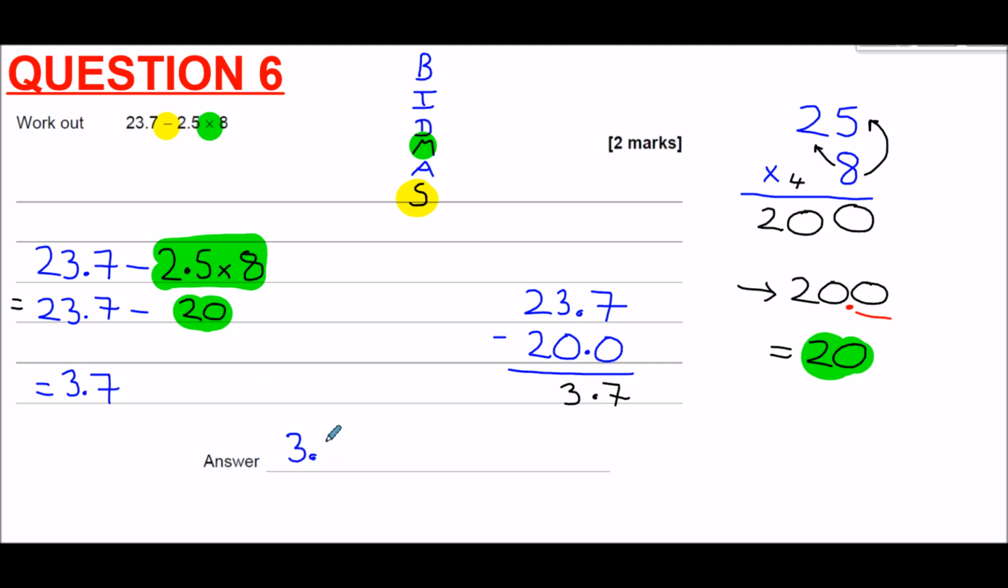A common mistake for this question is to do 23.7 take away 2.5 first and get an answer of 21.2, and then do 21.2 times 8 and end up with a massive answer. The mistake there would be to have done subtraction before multiplication and not following BIDMAS. So remember, always process the multiplication before we add and subtract.